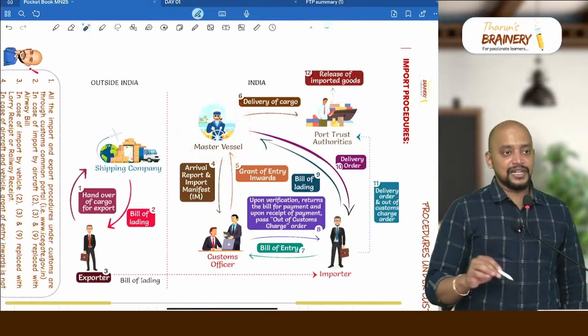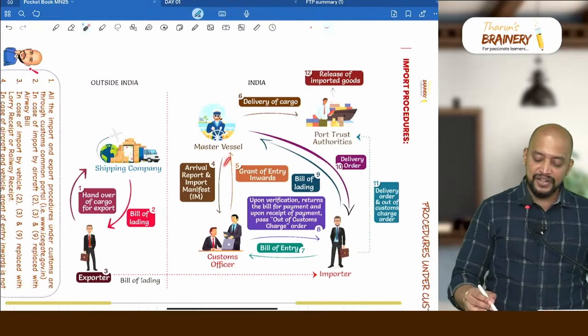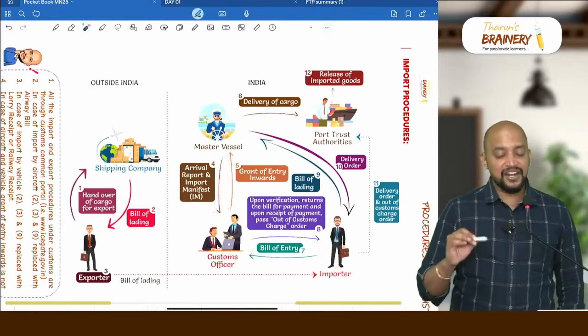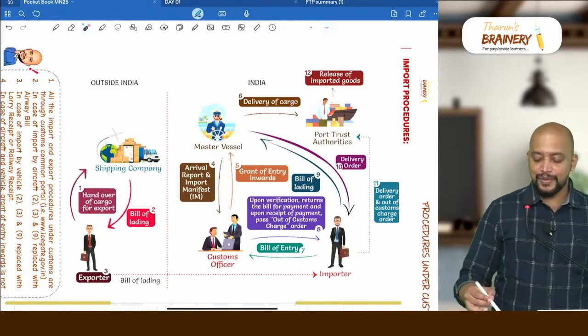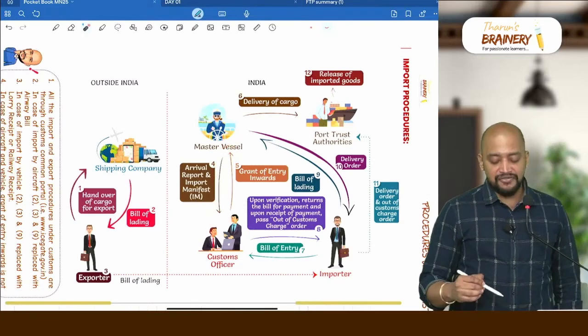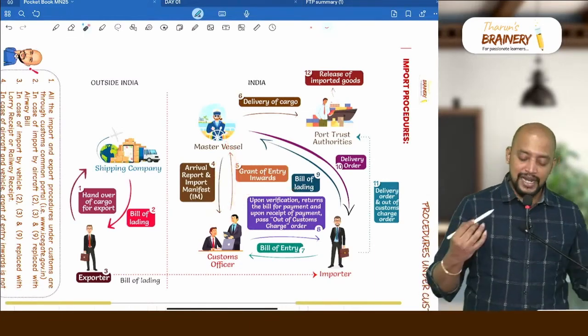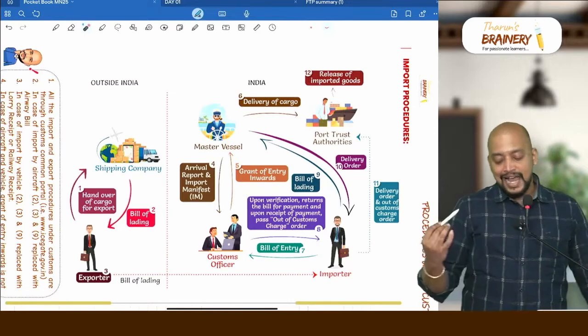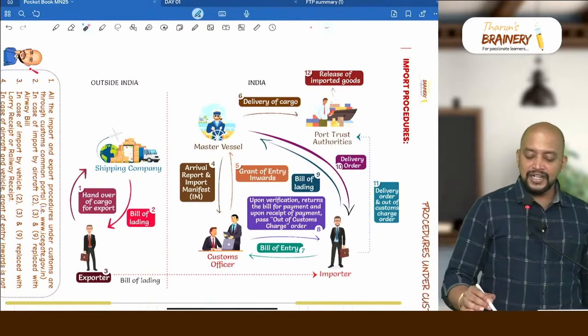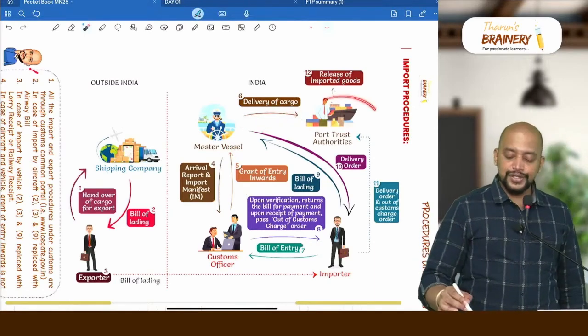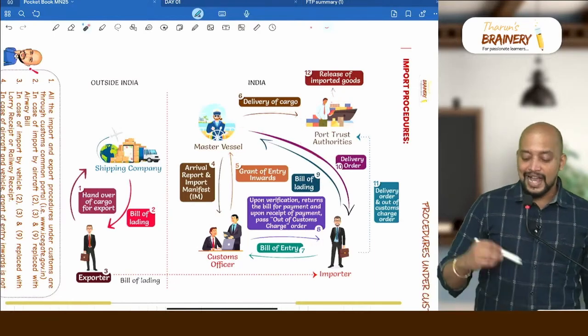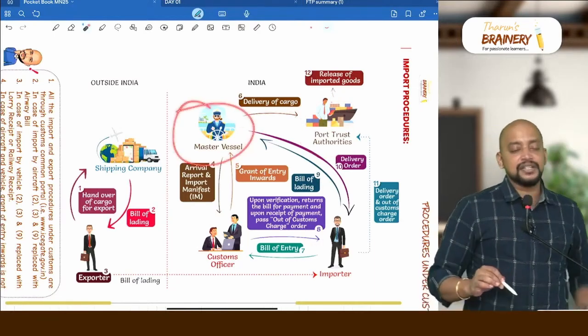The master of the vessel will enter into India and will file the import manifest, the arrival report. As soon as they file this, the customs officer will give grant of entry inwards. Okay, you can enter into India, and thereafter the master of the vessel will unload and deliver the goods to the port trust authorities, and thereafter the master of the vessel's job is done.